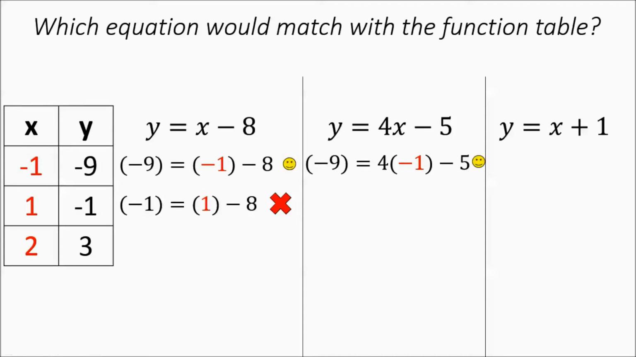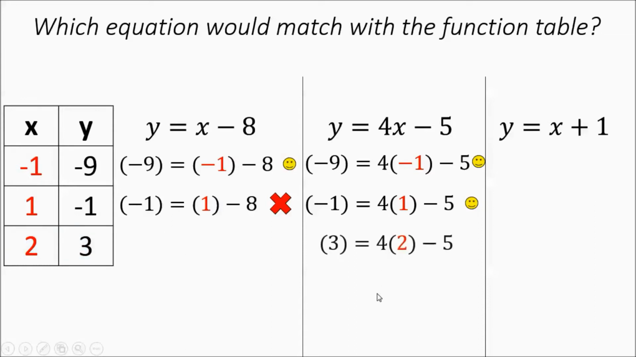We're going to try the next one. So an input of 1, output of -1. So 4 times 1 is 4. 4 minus 5 does work out to -1. I'm going to try the third one. Hopefully this will work too. 2, 3. Input of 2, output of 3. 4 times 2 is 8. 8 minus 5 is 3. It does work out. So that one's looking real good.